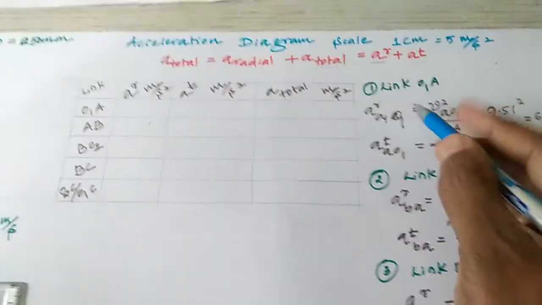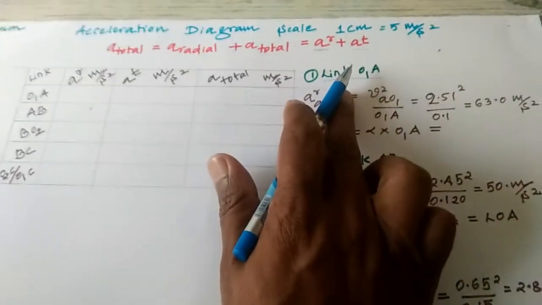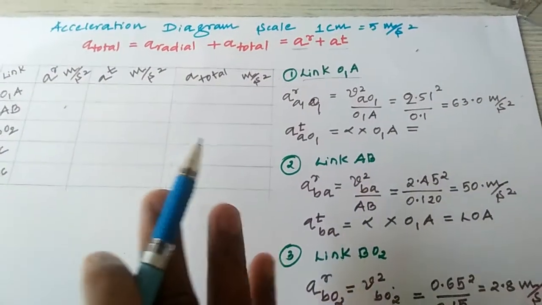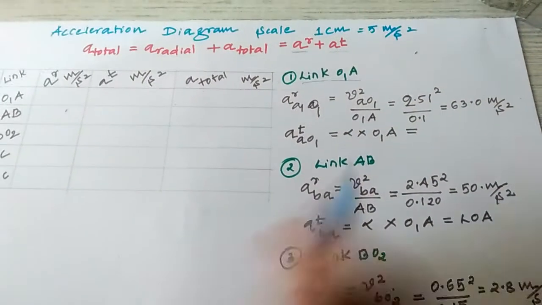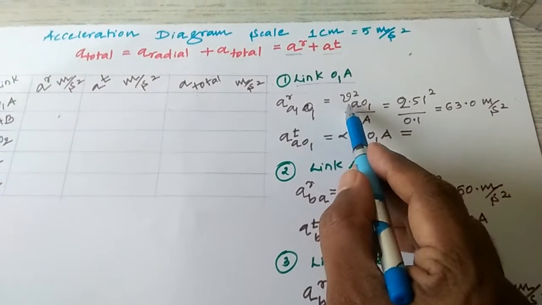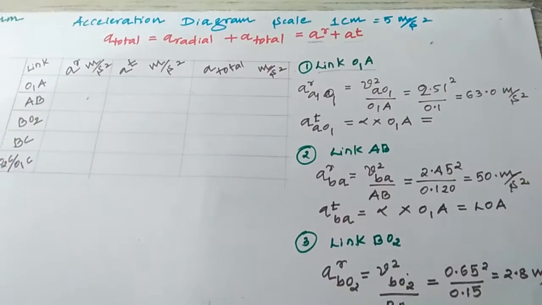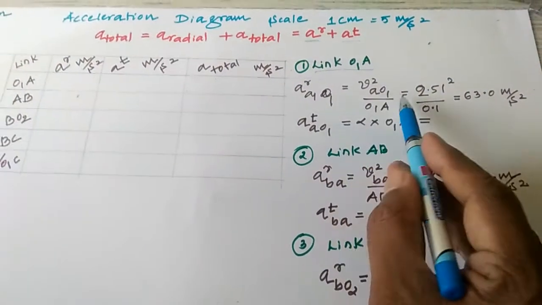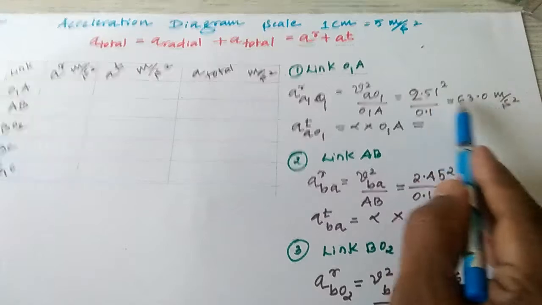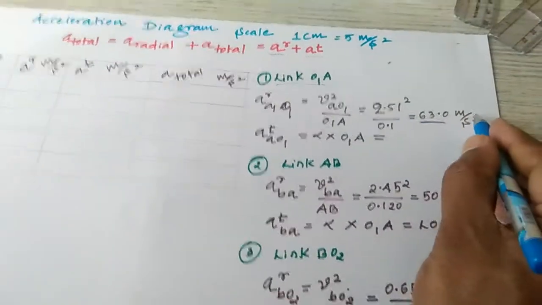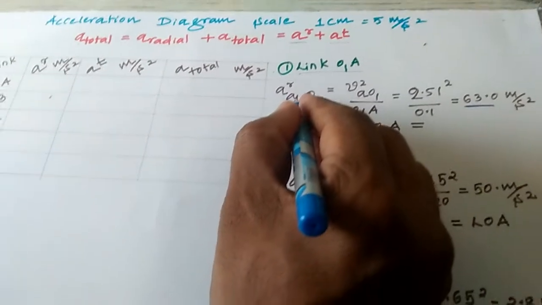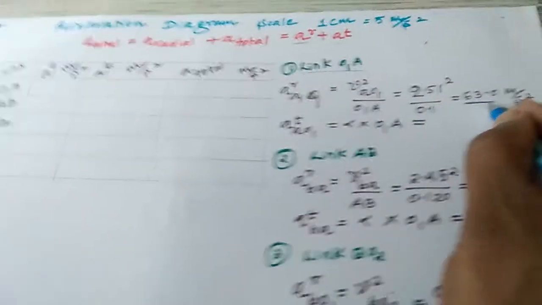First I will go for the link O1A. Link O1A means radial acceleration. One more thing: all the radial accelerations you will get from the velocity diagram. You have to take the velocity value from the velocity diagram, the previous velocity diagram you have taken. Then VA squared divided by O1A, we can find it as 63.04. That is the radial acceleration of A with respect to O1. Okay, that comes as 63.